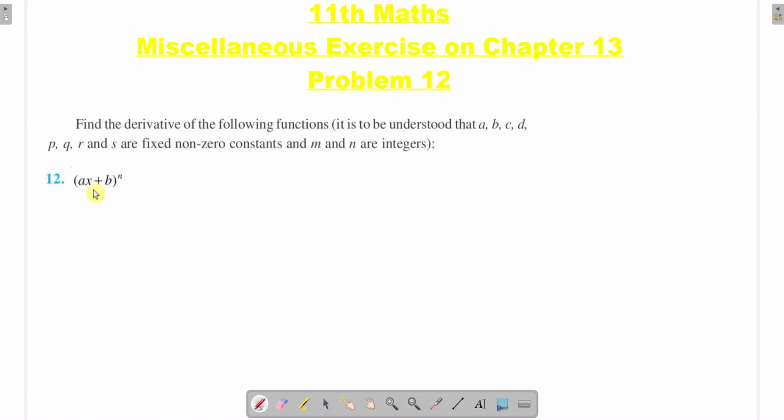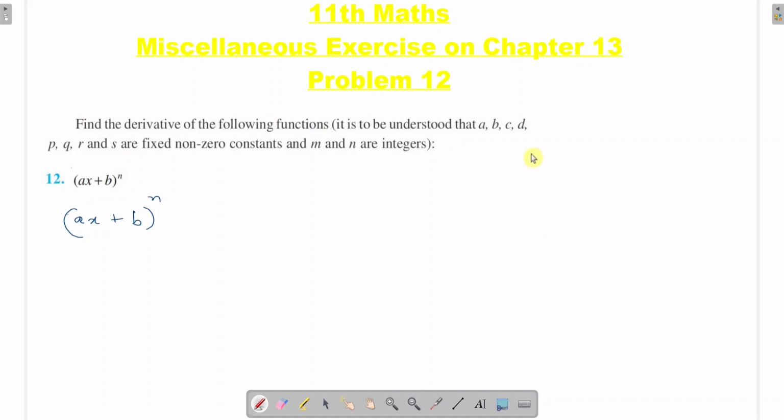Here the given function is (ax + b) the whole raised to n. Now before finding the derivative of this function, we will see the expansion of this expression. So we have (ax + b) the whole raised to n. Now by binomial theorem, you have to use the binomial theorem.